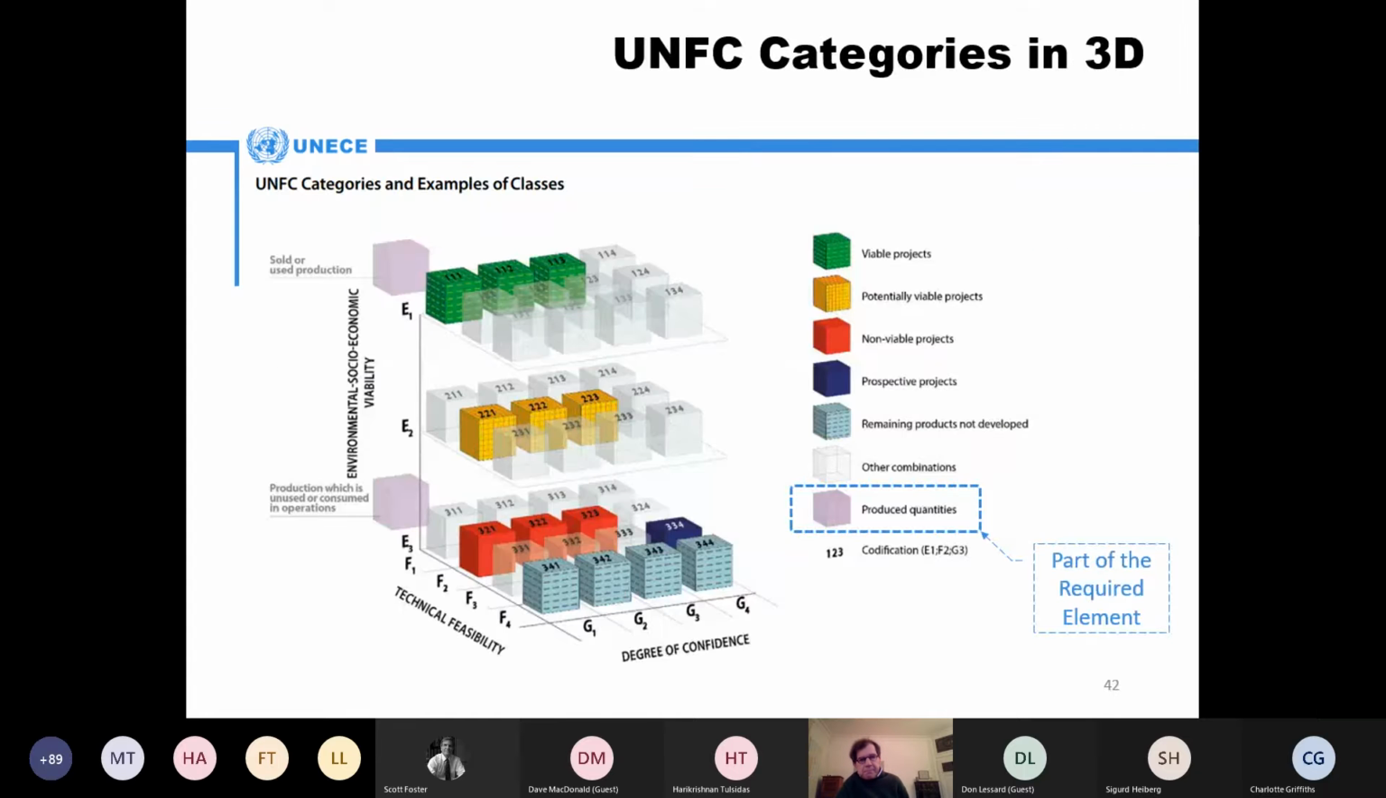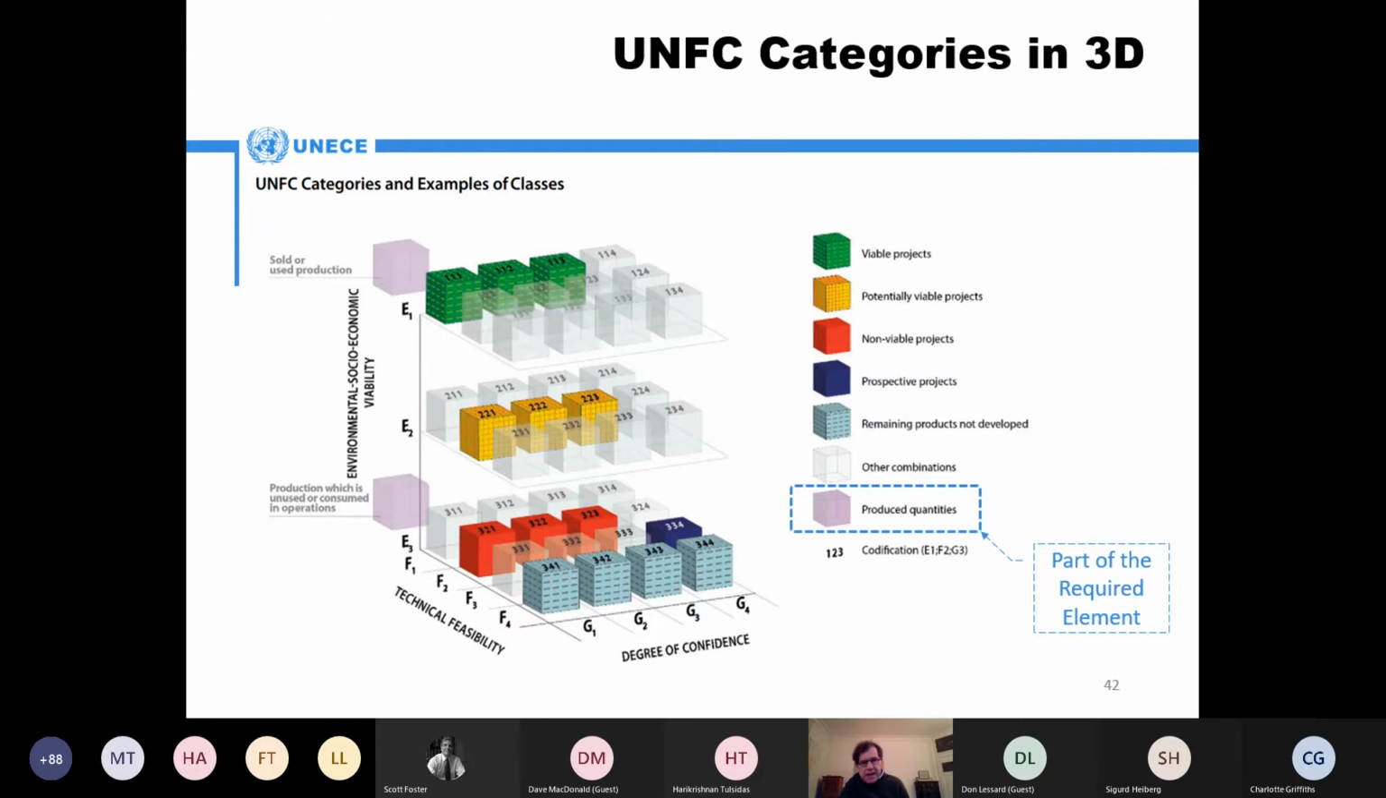Next slide, please. So this is the very famous 3D plot of the UNFC categories. It has three dimensions: the vertical axis is the environmental, social, economic viability, that's the E-axis. The technical feasibility is the F-axis, and the degree of confidence is the G-axis. In the extractive industry, you would say the geological confidence, that makes much sense, the G, otherwise it's the degree of confidence.